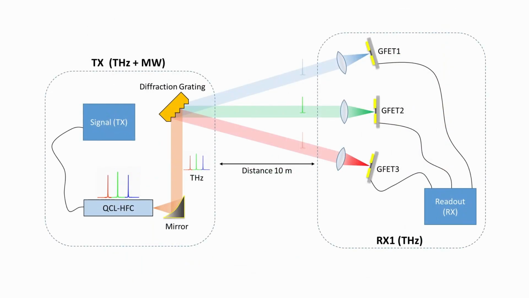The harmonic frequency combs can be used together with diffraction gratings to separate the optical modes and send each mode to a different photodetector. This strategy could, for example, be used in free space optical communication in the terahertz range.